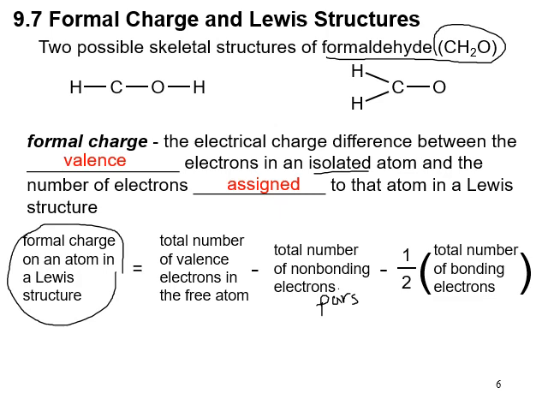So that's like in a bond. So if you have a single bond between a carbon and an oxygen, this carbon is assigned one of those, and then the oxygen is assigned the other, and that's why there's a half involved here.